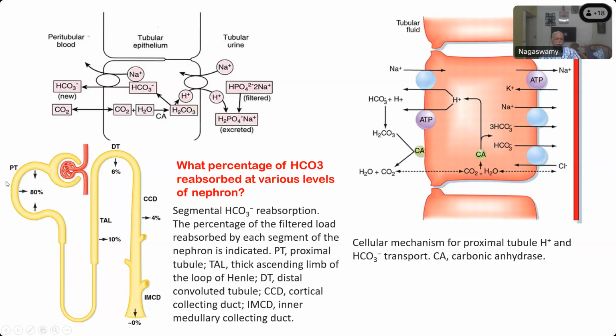So maximum is in the proximal tubule. These are the 4 locations I told you where bicarb is reabsorbed. So maximum is in the PCT, 10% in the thick ascending limb, 6% in the distal tubule, 4% in the collecting ducts. Okay.